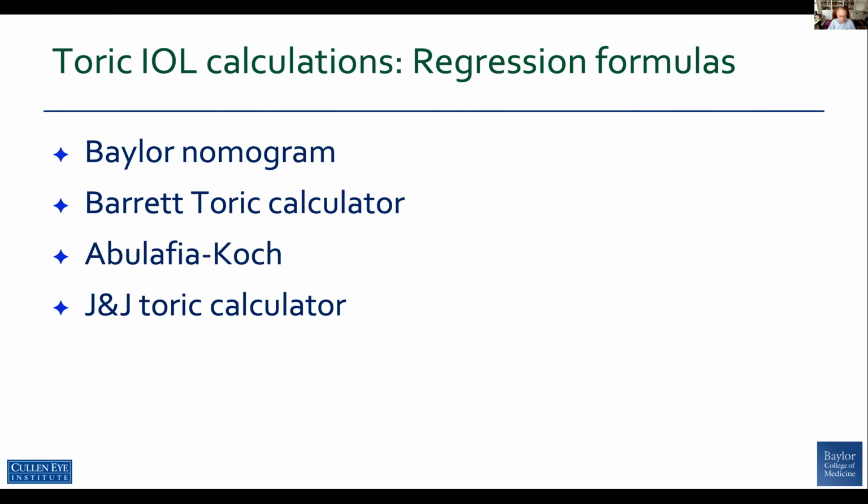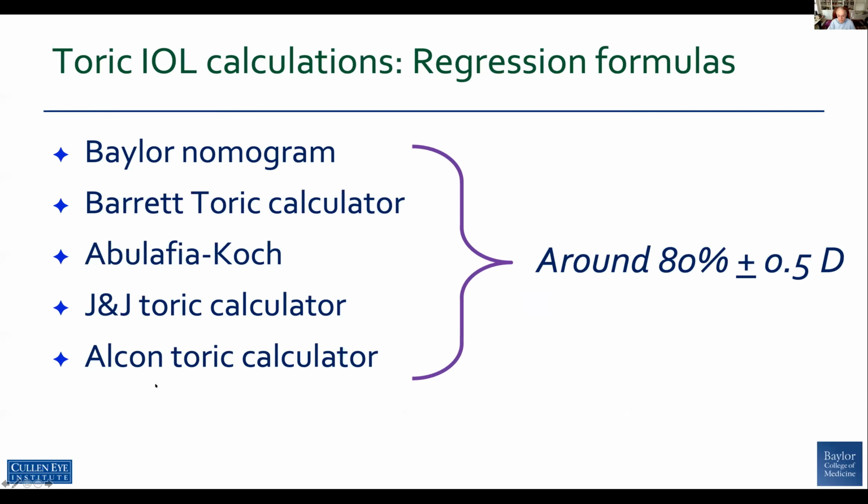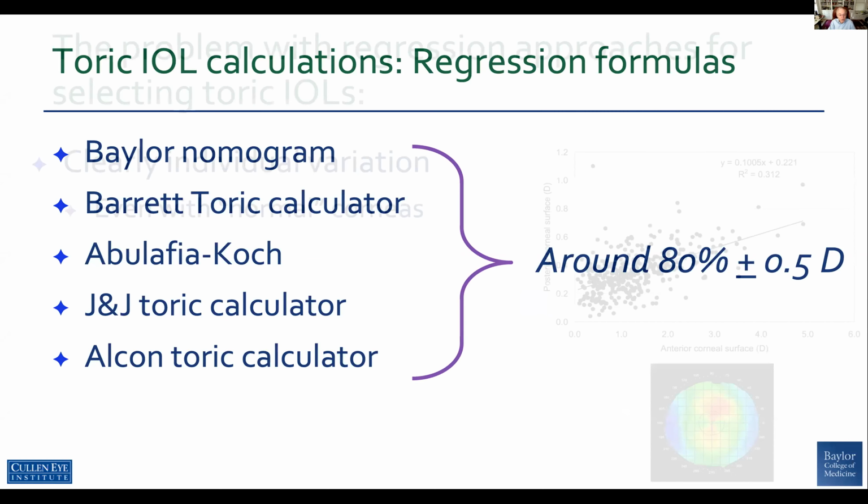So the regression formulas we have are the Baylor nomogram, the Barrett toric calculator, Abulafia-Koch, Johnson & Johnson's toric calculator, partially based on the Baylor nomogram, and then the Alcon toric calculator, which is also the same as the Barrett. And all the reported studies show about 80% within a ½ diopter. That's a familiar number, isn't it? It's the same number that Fernanda reported in the Mellis study. It's interesting we seem to be stuck around there.